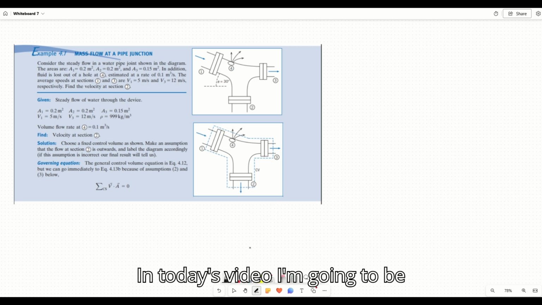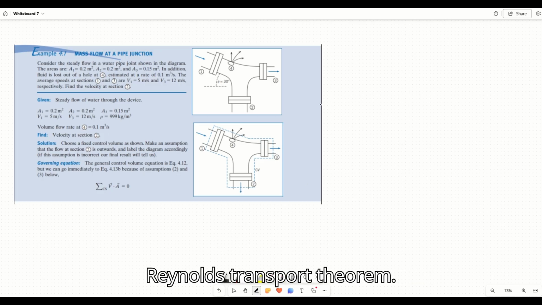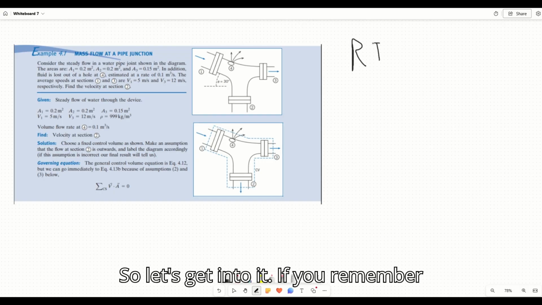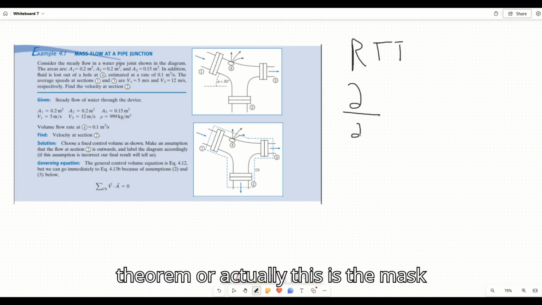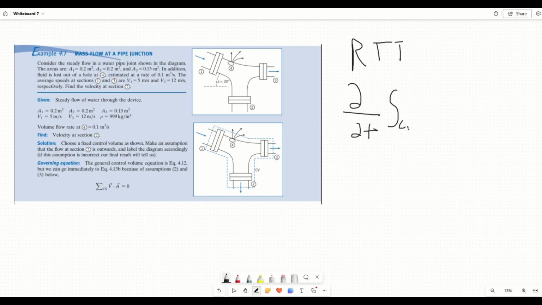In today's video, I'm going to be going over some practice problems for Reynolds Transport Theorem. So let's get into it. If you remember the general form of Reynolds Transport Theorem, or actually this is the mass conservation form of it, I'm going to be showing you guys.